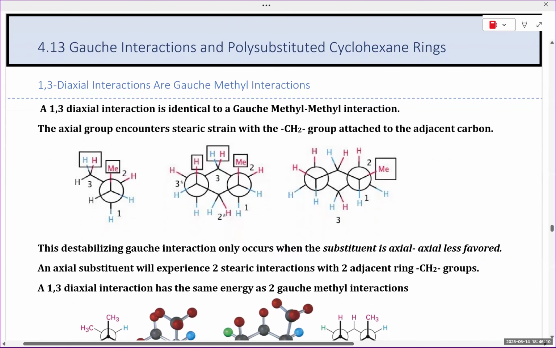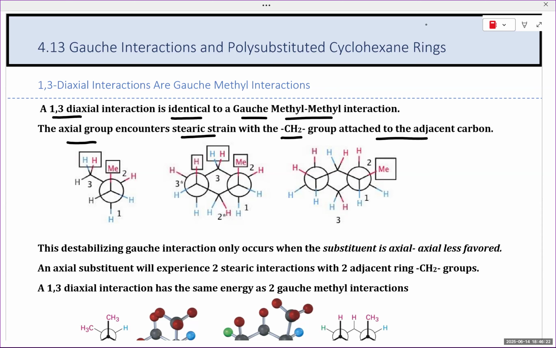So, just to summarize this, a 1,3 diaxial interaction is identical to a Gauche methyl-methyl interaction. The axial group encounters steric strain with the methylene group attached to the adjacent carbon. As we can see, here is a typical Gauche interaction. Here is a 1,3 diaxial interaction. And as you can see, they're the exact same interaction.